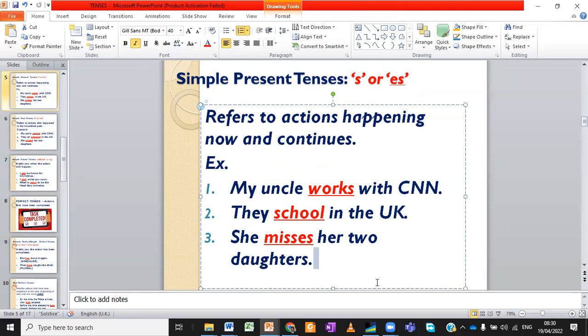Regular plural. No, not that. Now, if I say there's schools in the UK, is that correct? If I add an S here after school, will I be correct? Will the sentence be grammatically correct?